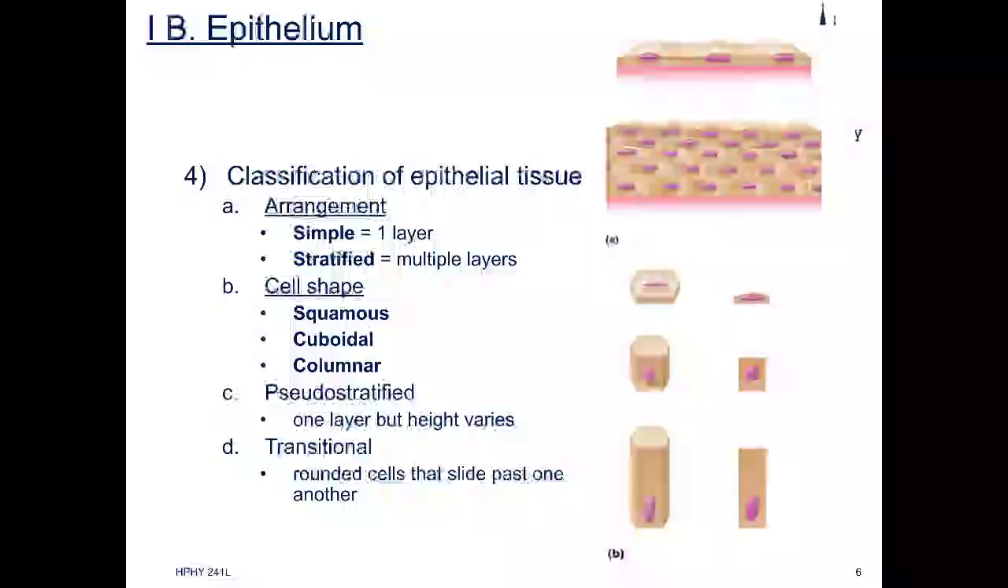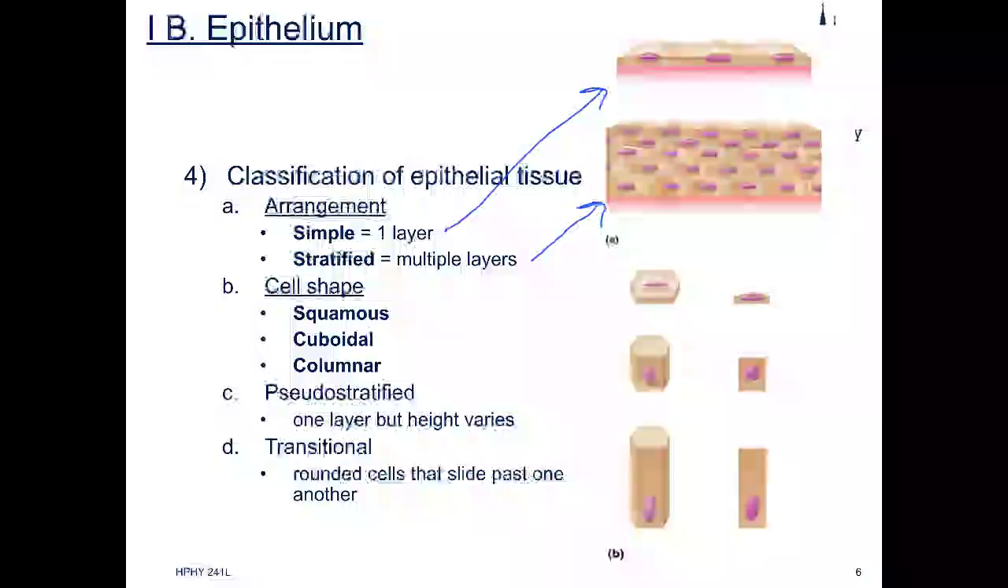So there's a couple different ways we classify epithelial tissue, and let's talk about those. So the first one is arrangement. If epithelial tissue has one layer, then it is referred to as simple. If it has more than one layer, it's called stratified. But that's not the only way we classify epithelium.